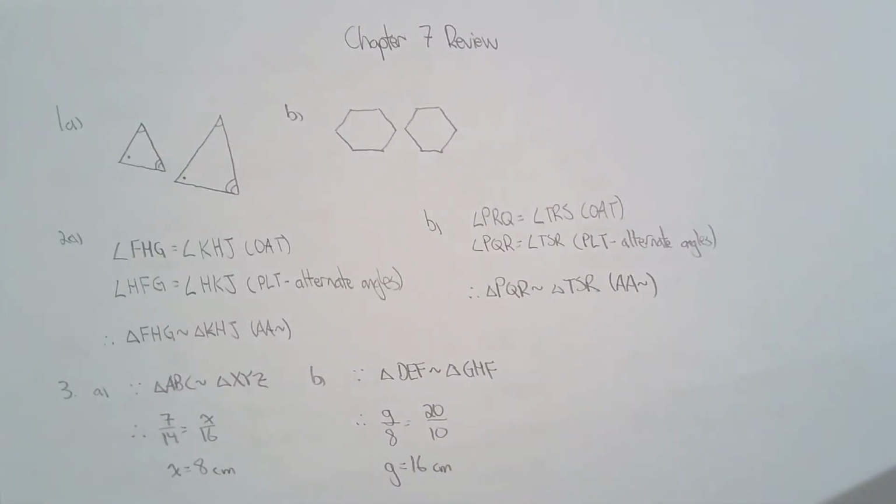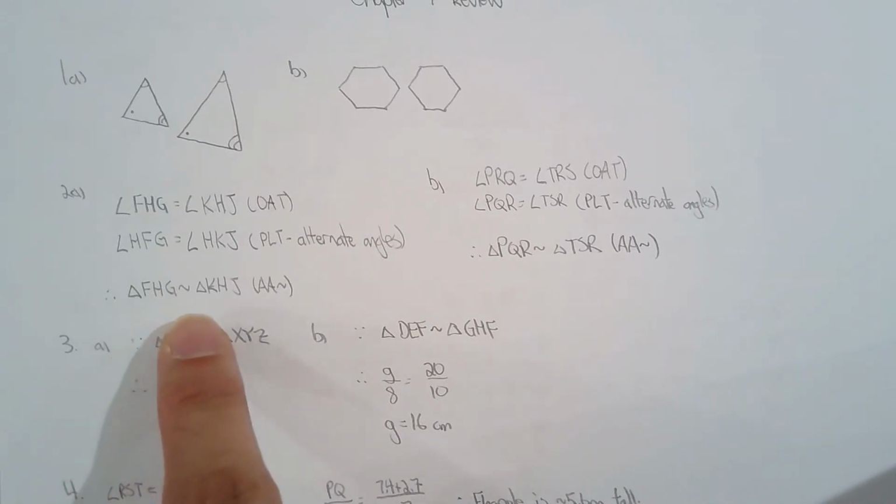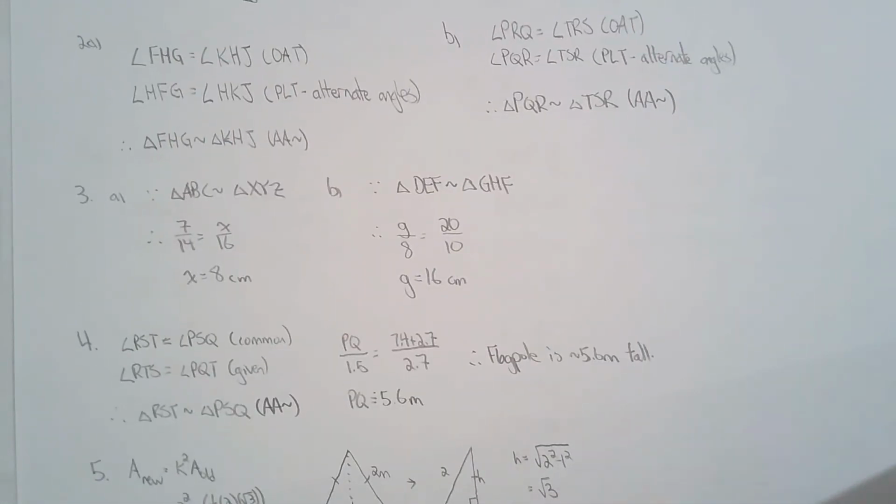For question 2, they wanted me to name two similar triangles and explain why. So I provided my rationale and I told them, for example, how I knew triangle FHG is similar to triangle KHJ. For 3, they tell me that the triangles are similar. So if that is the case, then corresponding sides must be proportional in length. So yeah, I can solve for X and solve for G using that fact.